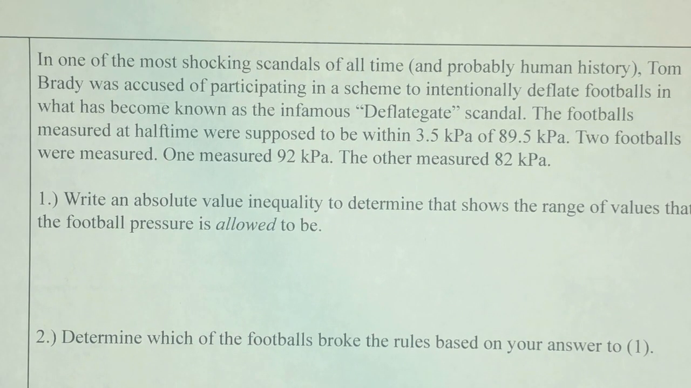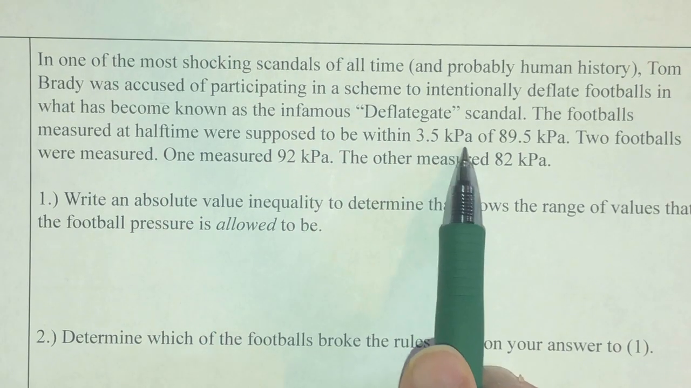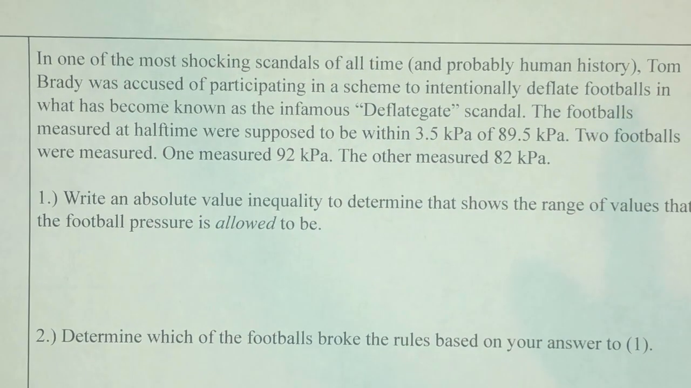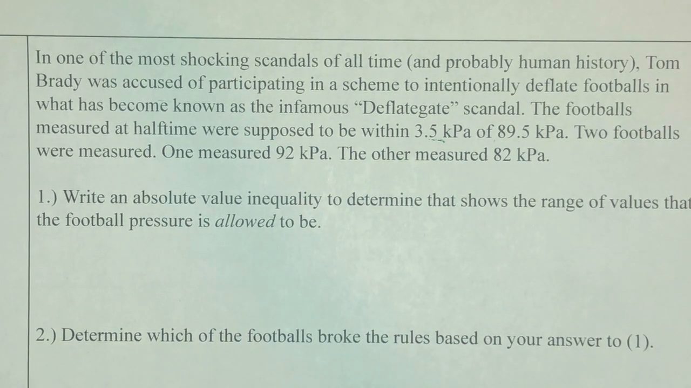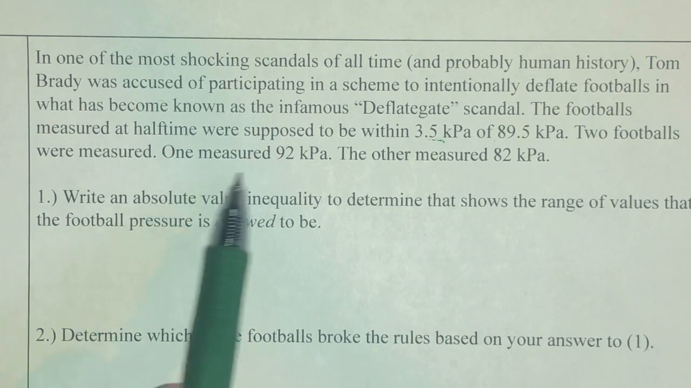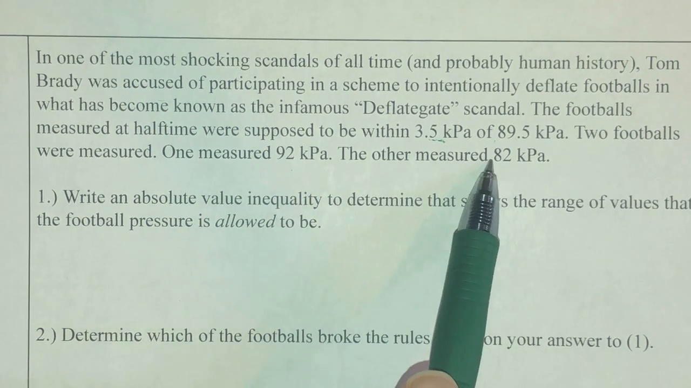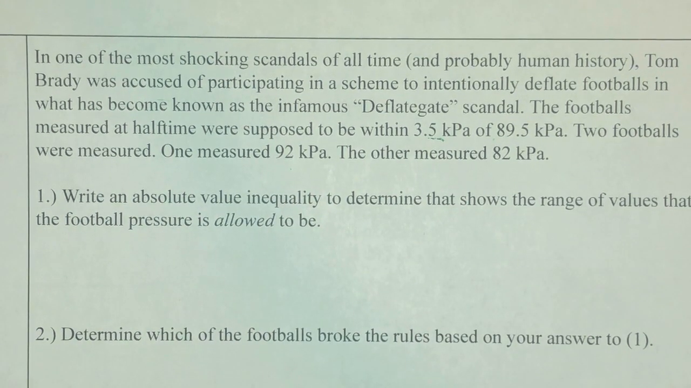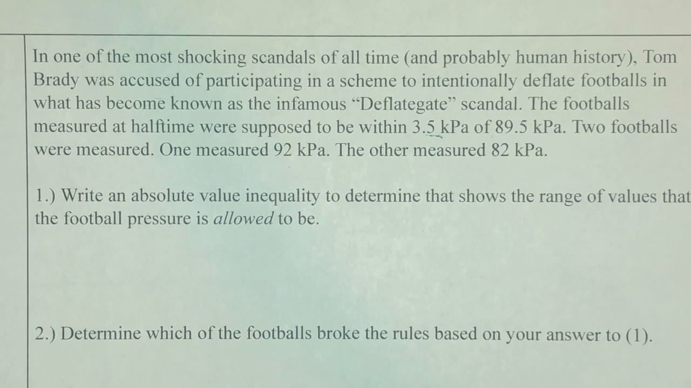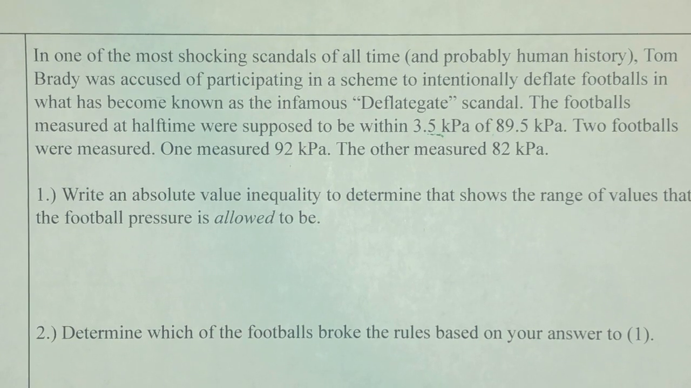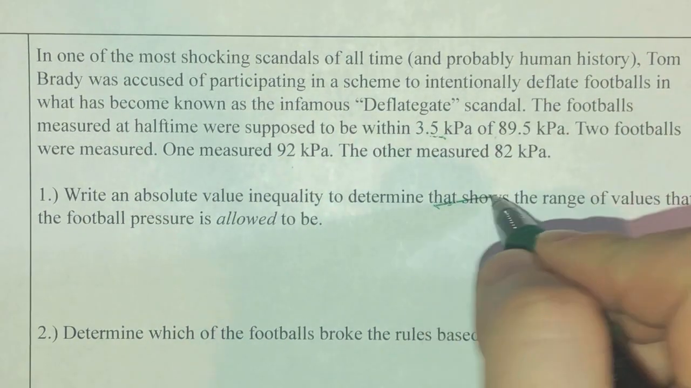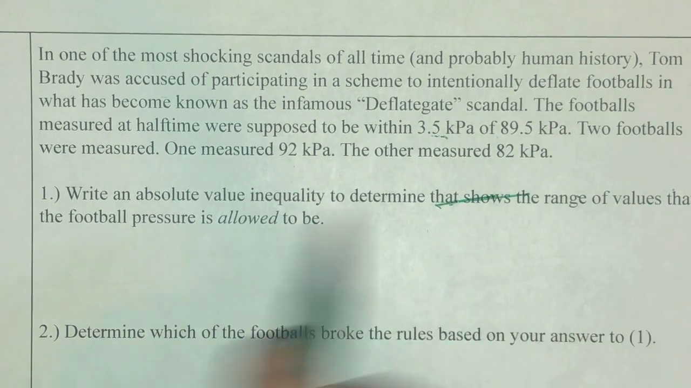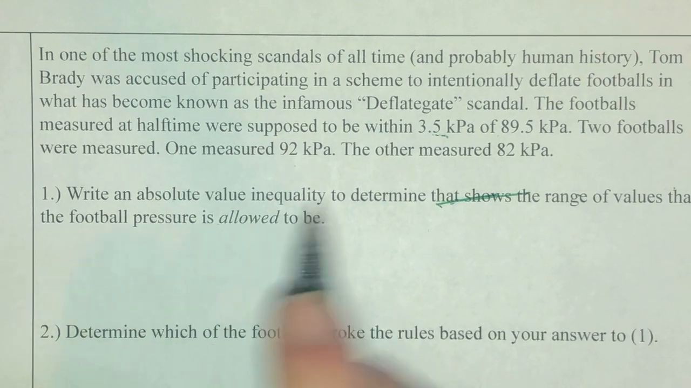The footballs measured at halftime were supposed to be within 3.5 of 89.5 kilopascals, which is just another way of measuring, like instead of PSI. Two footballs were measured. One measured 92 and one measured 82. Write an absolute value inequality to determine, basically, I made a typo here, what I mean is to determine the range of values that the football pressure is allowed to be.